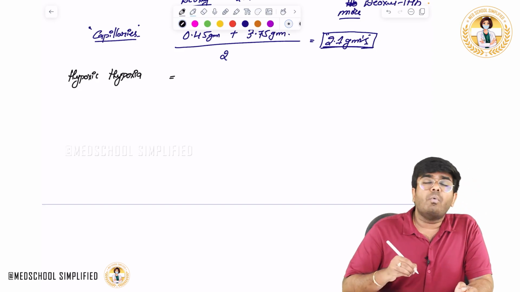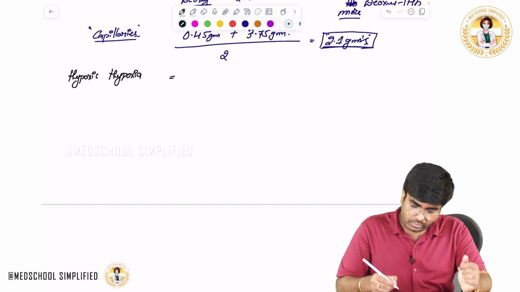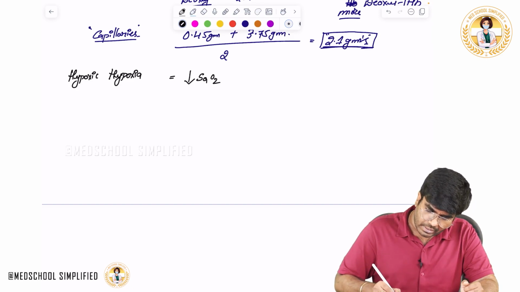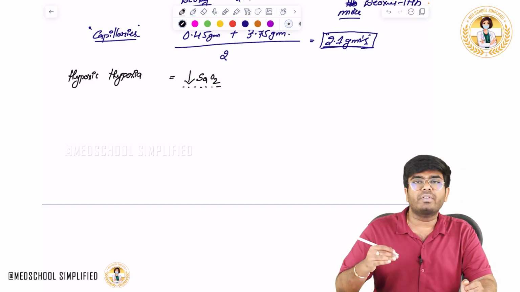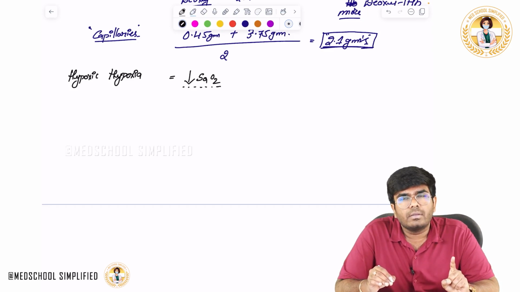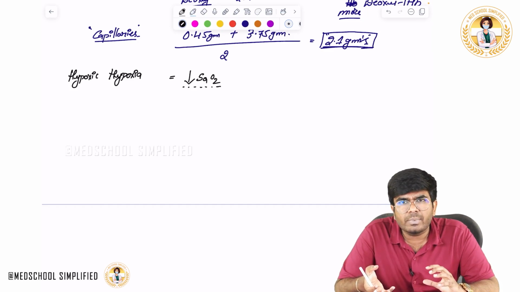Okay, you tell me, what happened to the saturation of oxygen in the arterial blood? In hypoxic hypoxia, everything is less. The saturation of oxygen is less. Saturation of oxygen means the amount of oxygen which is binding to the hemoglobin.